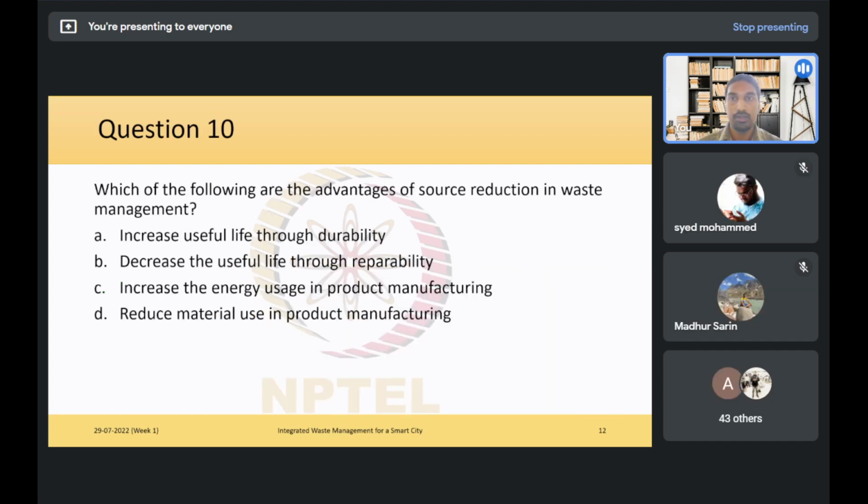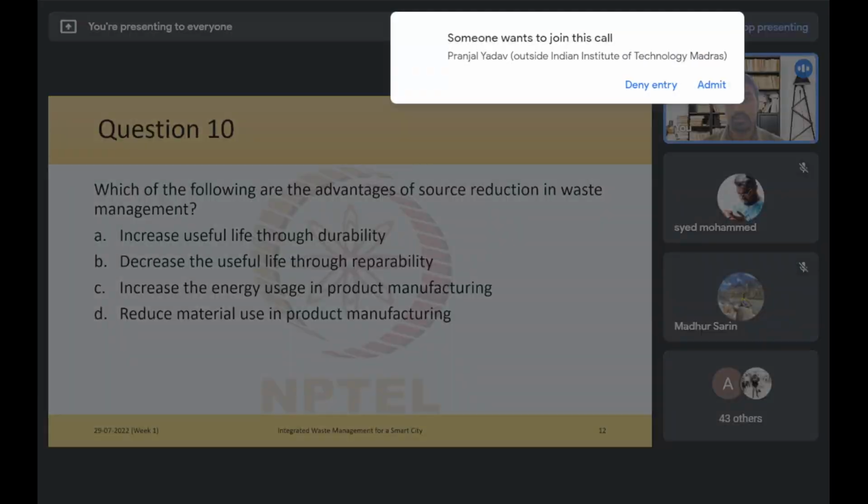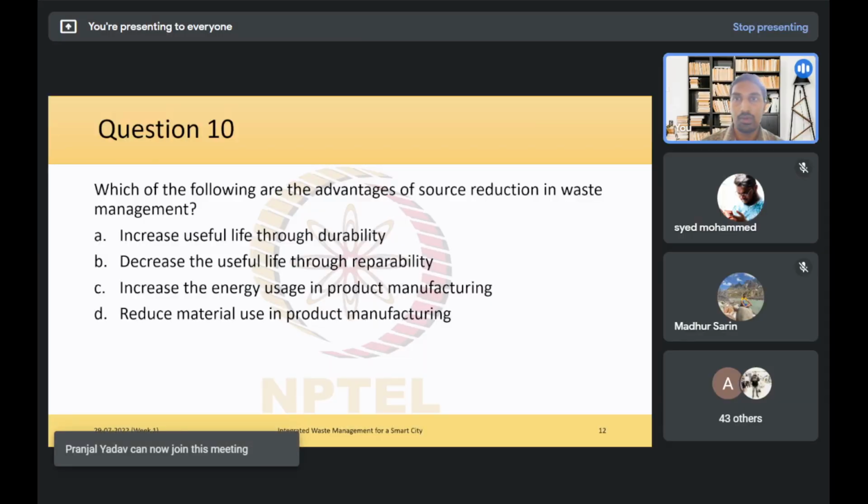So the questions that we saw so far are multiple choice questions, where there was only one correct answer out of the four options. The questions that we'll be looking at from now on are multiple select questions, where we can have more than one correct answer. There could be one or more than one answer that is correct. So question 10: which of the following are the advantages of source reduction in waste management? We saw source reduction as one of the strategies of waste management, and which of these four options are the advantages of it?